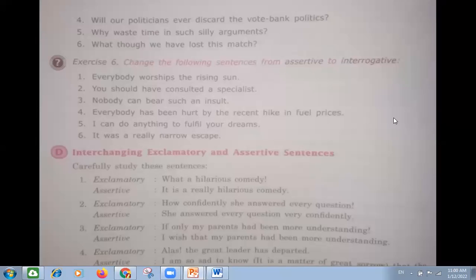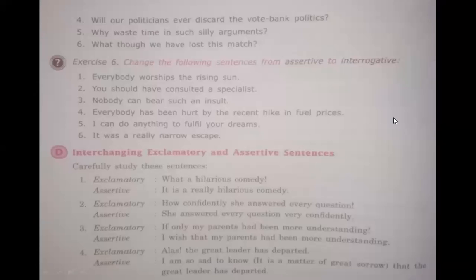Exclamatory sentence there: What a hilarious comedy. When it comes to change into assertive, it will become, it is a really hilarious comedy. Students, you need to justify what can be the subject of the sentence, because assertive gets the subject first, then helping verb, main verb, then object. Right? The second one: how confidently she answered every question. So the subject is already there. She answered every question. How confidently will be changed into very confidently. So the assertive sentence is: She answered every question very confidently.